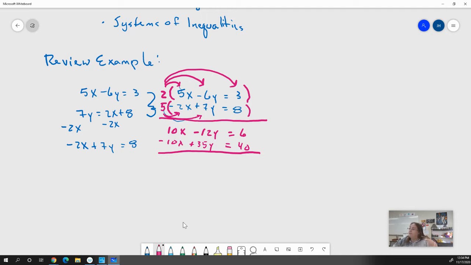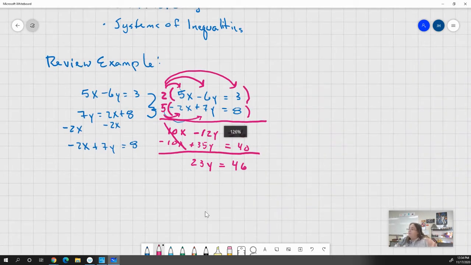So let's look at this. 10x minus 10x is just 0. It's our whole reason for being here. Minus 12 plus 35y is 23y. And 6 plus 40 is just 46. So now I can easily solve this for y because the only thing that's being done to y now is that we have a 23 multiplied to it. So we can easily just divide both sides.